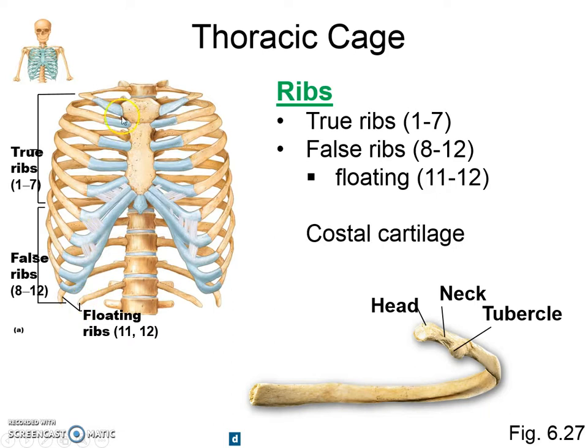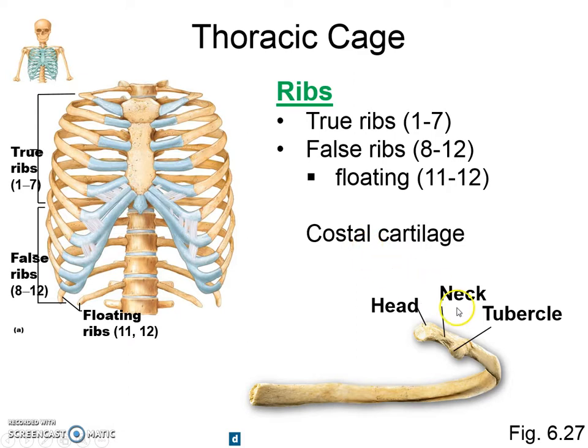Now, like I said, you can see here the hyaline cartilage in blue. Remember, hyaline cartilage is really tough, so if you feel your rib, you can't even tell where the actual rib bones stop and where the hyaline cartilage begins. This hyaline cartilage is specifically called costal cartilage. Anytime you see the word costal, that's referring to the ribs.